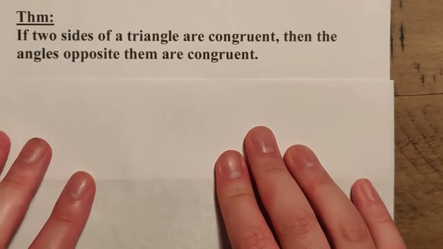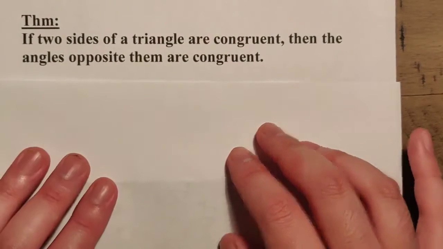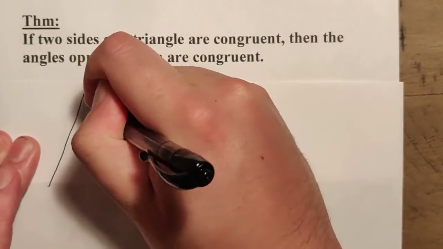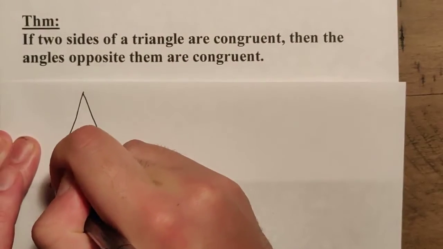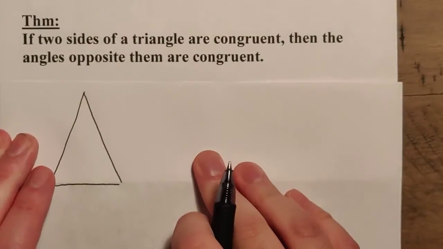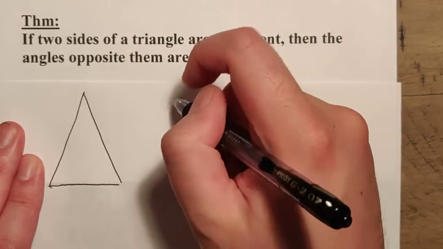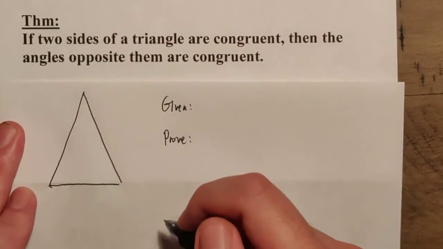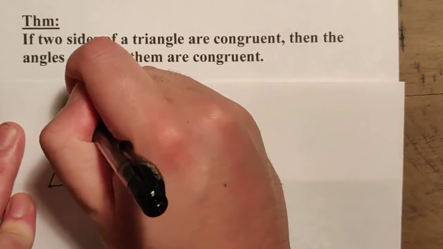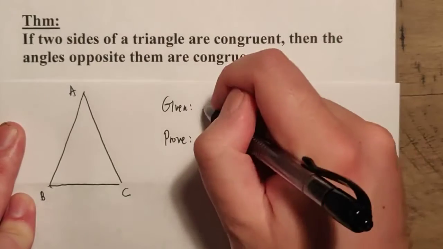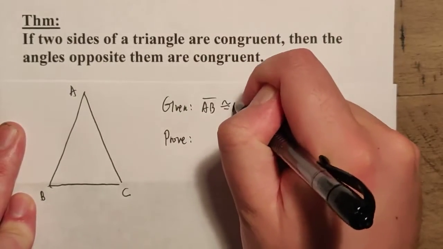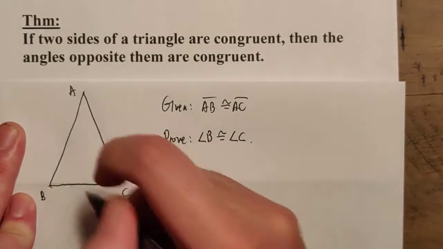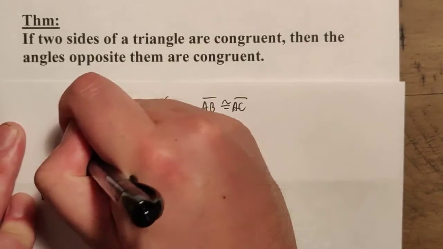That seems pretty fair. So, if two sides of a triangle are congruent, the angles opposite them are congruent. So let's go ahead and sketch this out. When you're doing something like this, we want to write this out as a proof. As always, we want to list out the givens and our proof statement. Two sides of a triangle are congruent, so I'm going to call them A, B, and C. We are given the fact that AB is congruent to AC. We want to show that angle B is congruent to angle C.